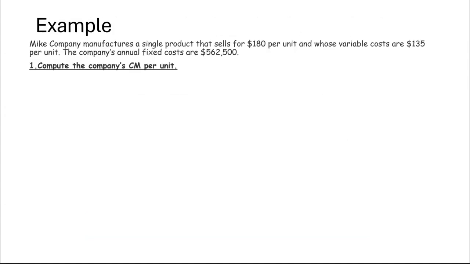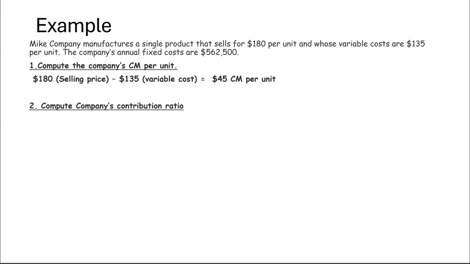So let's look at an example. Mike's manufactures a single product. He sells it for $180, and the variable costs are $135 per unit, and we have our annual fixed costs. We have everything we need to solve this problem. First, let's compute the company's contribution margin, which is $45 per unit. The contribution margin ratio is going to be the 45 divided by the 180. It's 25%. So what that means is every dollar you sell, you're going to end up with 25 cents to cover your fixed costs.